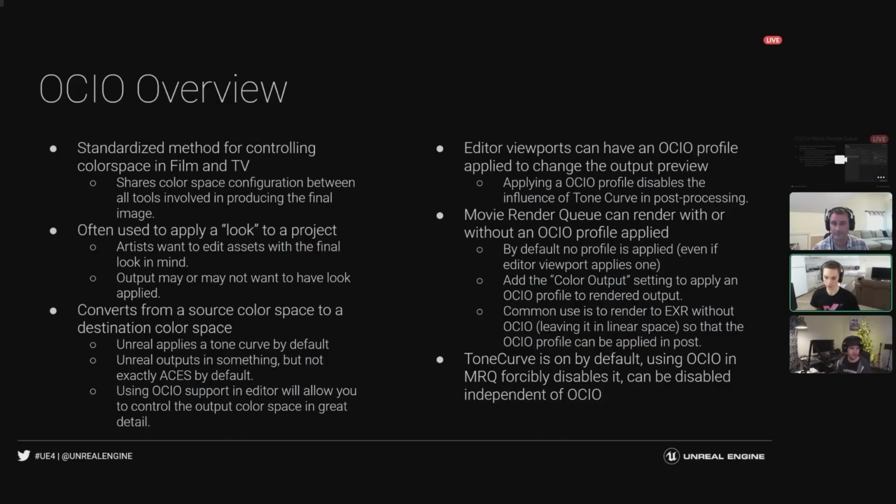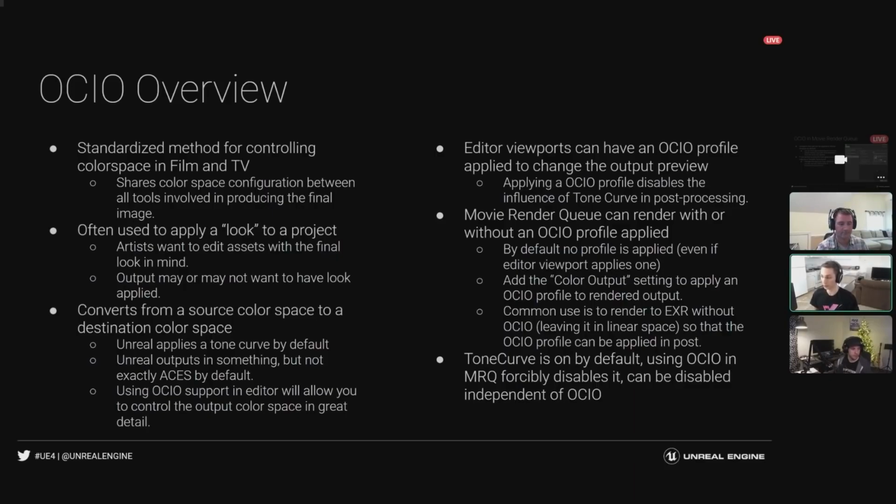By default, the movie render is going to go back to the Unreal sRGB, linear, not quite ACES output. So if you want to render out from movie render queue with the OCIO profile applied, say you want to render out some PNGs and show your boss what it looks like with the color from Unreal, you can use the OCIO settings there to have it apply that profile to the output PNGs.